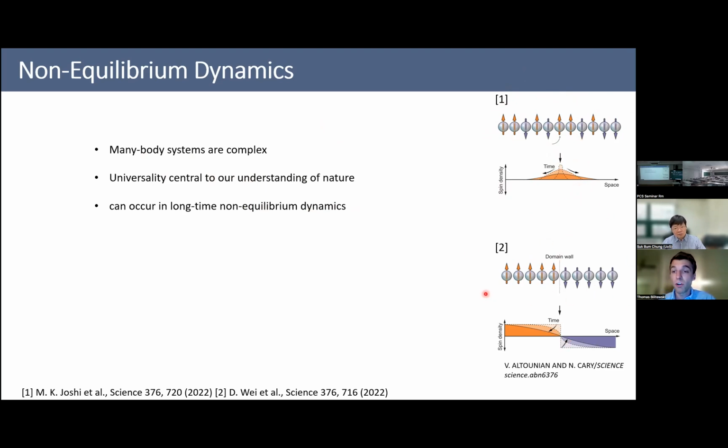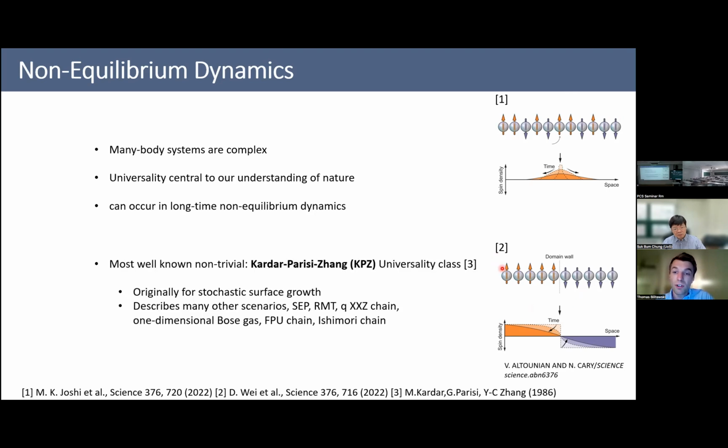It turns out that in both of those cases, even though the microscopics are different, the long-time behavior can be universal in some sense. Specifically for the XXZ chain and the domain wall melting, they found KPZ scaling, which I would say is the most well-known non-trivial universality class. Of course, you could get diffusion, which I would call the Gaussian, simple, trivial fixed point. If you don't get that, one of the options is KPZ scaling, which was originally developed to describe stochastic surface growth.